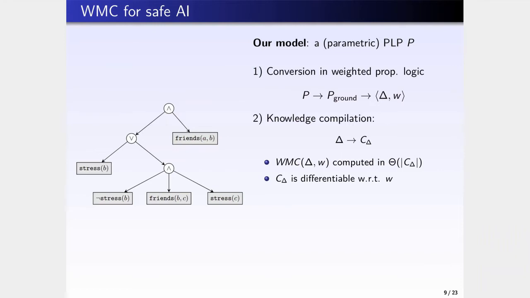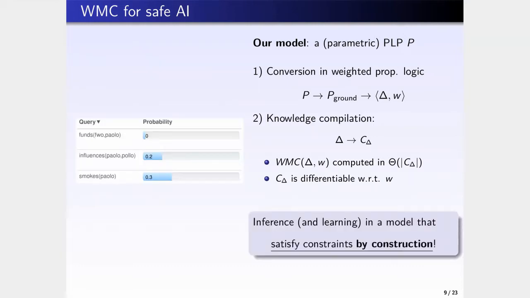Typically, what's done next is that we use knowledge compilation, which is a family of techniques that turns your logical specification into a compact structure that supports the efficient computation of certain operations. For instance, in our case, what we care about is computing the weighted model count efficiently. Another nice property of this kind of representation is that they're fully differentiable. So we can also use the very same compiled structure to learn the parameters of our programs. But what is really important here ultimately is that in this way we have models that satisfy constraints by construction. They're guaranteed to satisfy our safety constraints, for instance.